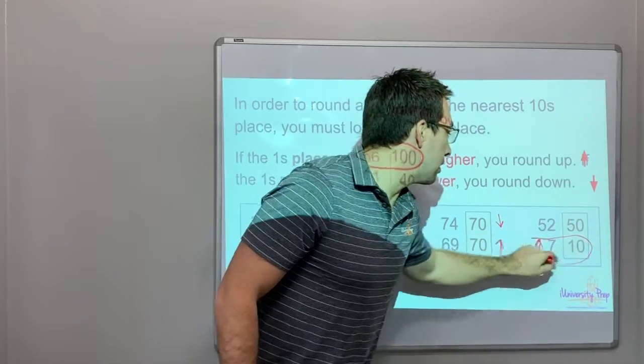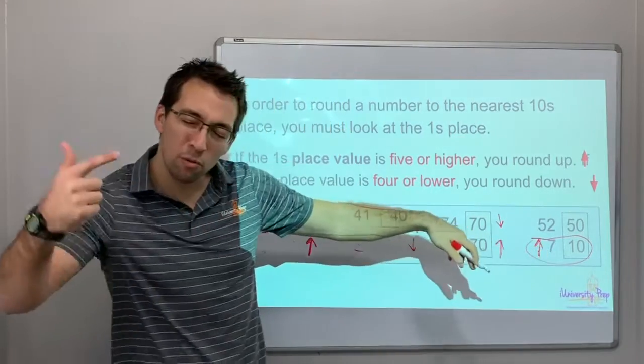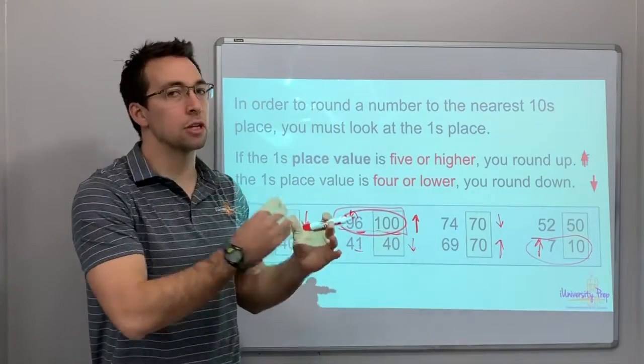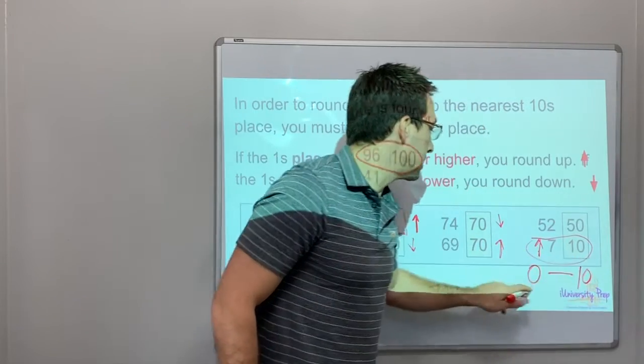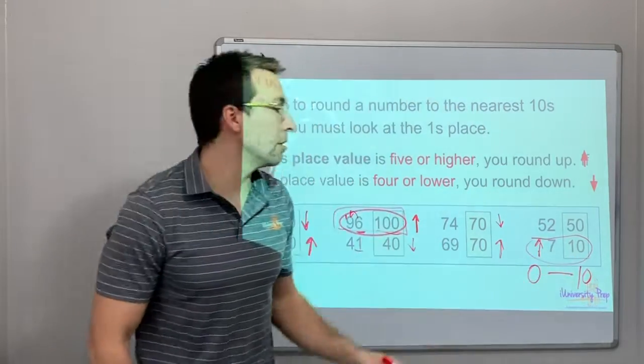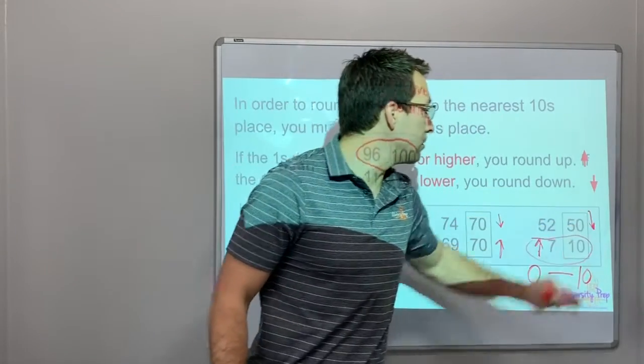7 rounds up to 10. This is similar to here, because here we only have a ones place, but we're rounding up. Is it closer to 0 or is it closer to 10? Here's our question. Is 7 closer to 10 or closer to 0? It goes up to 10. 52 goes down to 50.